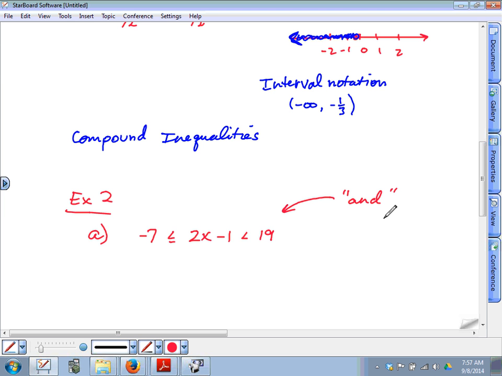This is also called an and inequality, and I'll explain why once we get to the solution. I'm sure you guys remember. Tell me, what do we do?